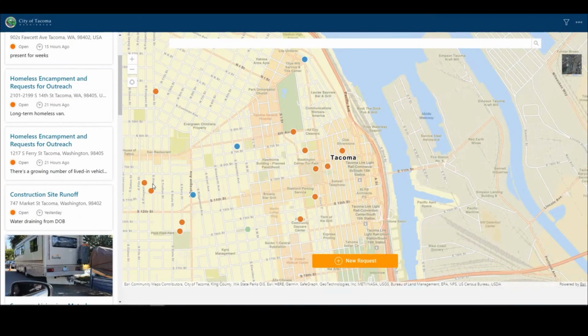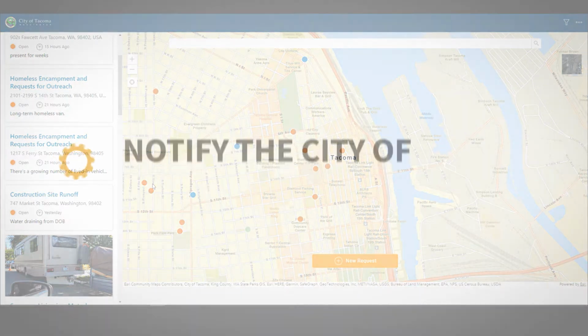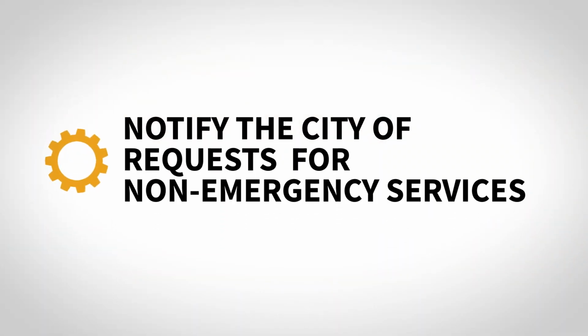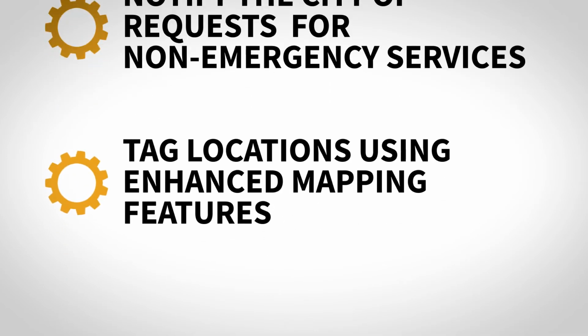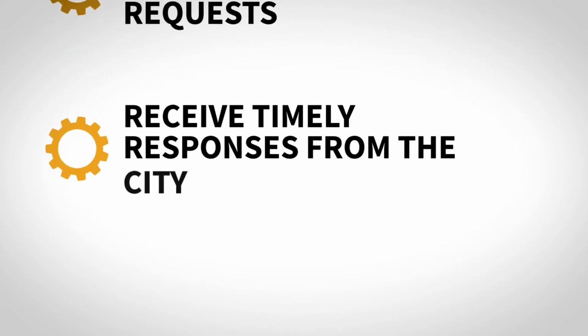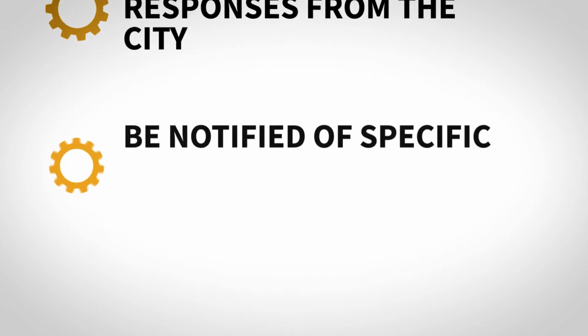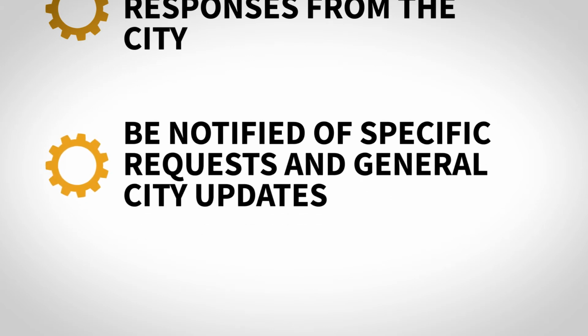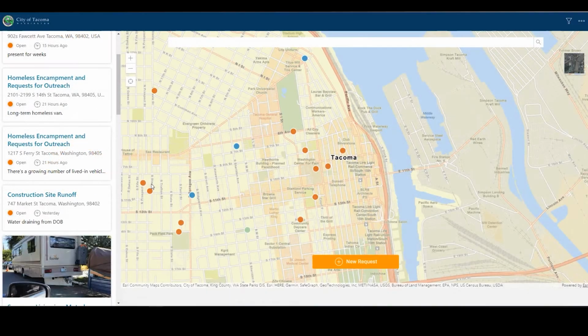Hello there. Today we are going over how to use the TacomaFirst 311 online platforms, which have been revamped to make it easier for you to notify the city of requests for non-emergency services, tag locations using enhanced mapping features, attach photos of specific problems and requests, receive timely responses from the city, and be notified of specific requests and general city updates.